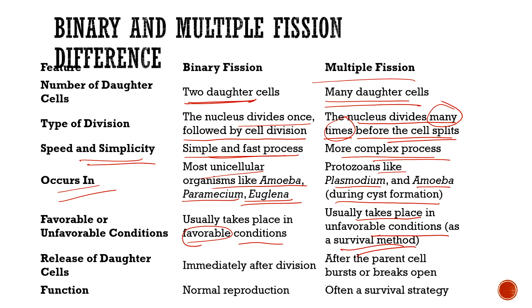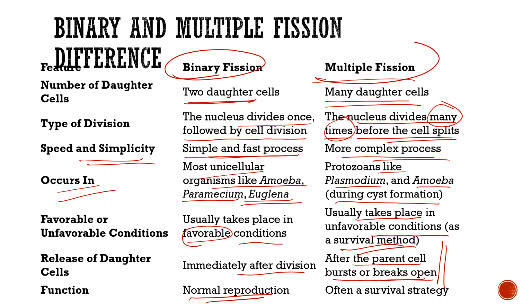Now, release of daughter cells: in binary fission, daughter cells are released immediately after cell division, but in multiple fission, the release will happen only after the parent cell bursts open. Okay, when the parent cell bursts open, then only the daughter cells are released. And what is the function of binary fission? The function of binary fission is normal reproduction. Multiple fission is often for survival from certain unfavorable conditions.